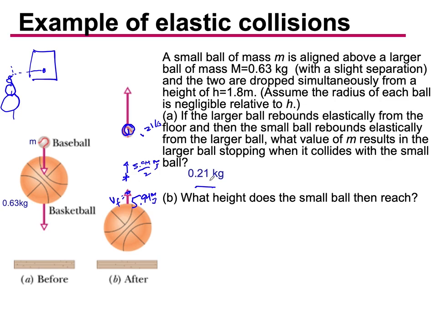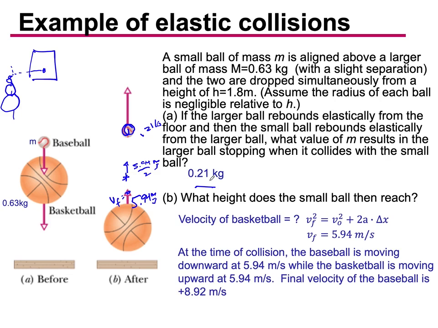So what height does the small ball reach if you do that? Well, the velocity of the basketball is 5.94, like I mentioned before. At the time of the collision, the baseball is moving downward at that, while the basketball is moving upward at that. If you calculate the final velocity of the baseball after the collision using the center of mass reference frame, it's actually going to fly up to a much greater height than where you started. In other words, if you put a smaller ball on top of this one, it just keeps amplifying it dramatically.